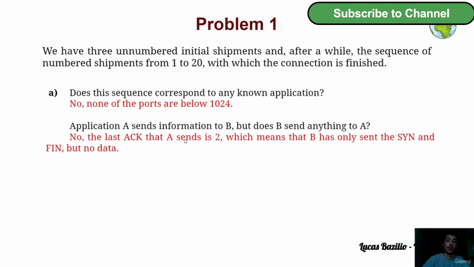So the answer to the question, does B send anything to A? No, because the last acknowledgement that we just discussed, that A sends to the application B, is the value 2. Okay, this means that we have 0 bytes of data. We only have the synchronization and the finalization. Remember, we will always have the synchronization and the finalization. That's why the value is 2. Okay, but what is important is that we have 0 bytes of data. So no, B doesn't send anything to the application A.